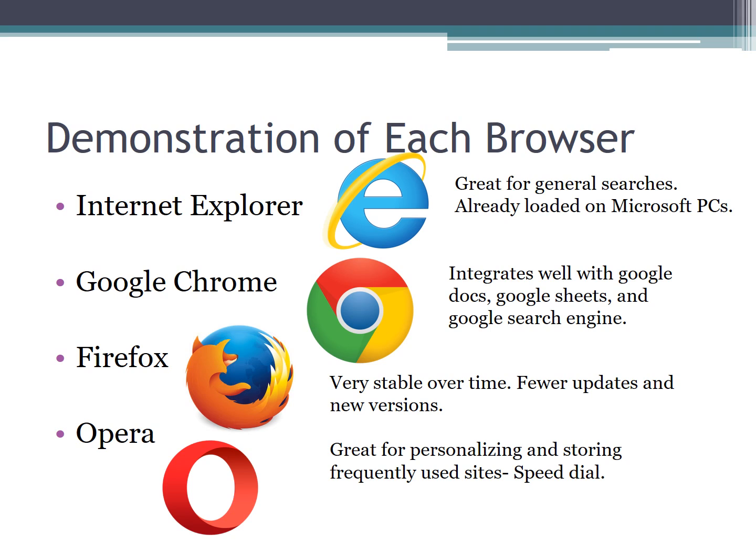Internet Explorer is already loaded on most of your Microsoft PCs. It's great for general searches. For Google Chrome, I use that because it integrates really well with Google Docs, Google Sheets, and Google Search. Also, there's Firefox or Mozilla, and that's very stable over time, fewer updates and fewer new versions, and there are ways that you can use that for genealogy as well.